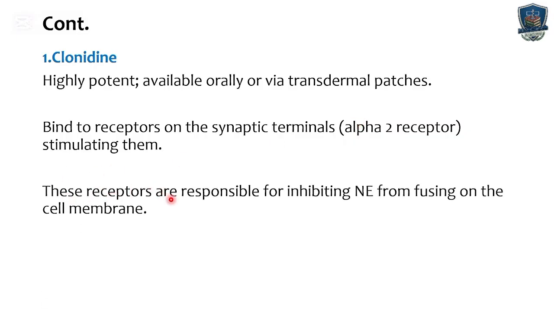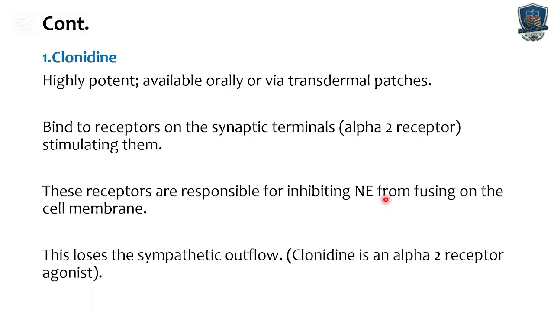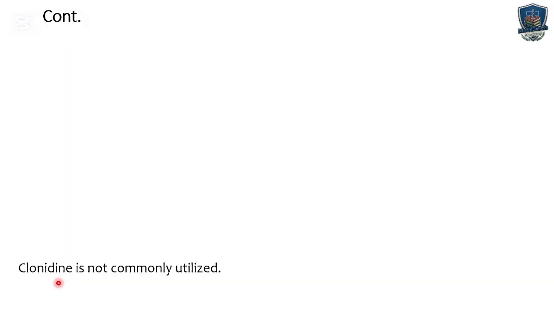These receptors are responsible for inhibiting norepinephrine release from the cell membrane. That's why we use these drugs. We want to promote alpha-2 receptor activity. The end result is a loss of sympathetic outflow, and this will lead to a decrease in blood pressure. So clonidine is an alpha-2 receptor agonist. Remember, it's an agonist, not an antagonist. That's something you have to remember.